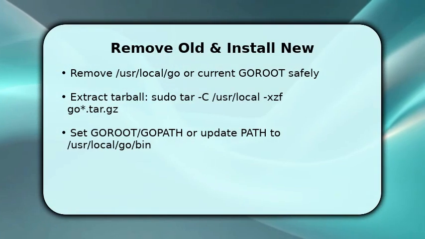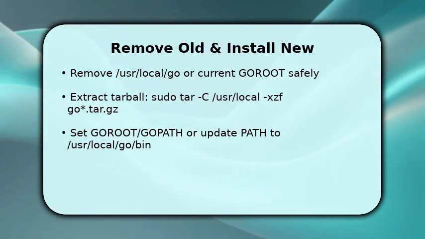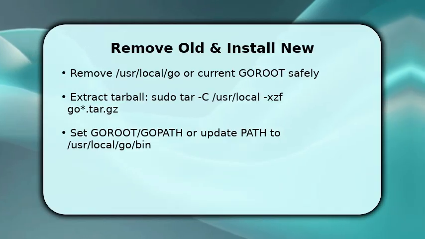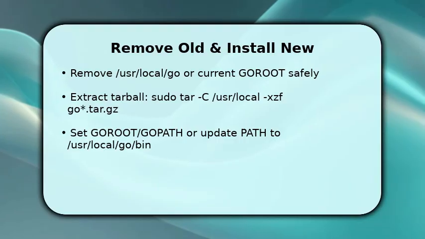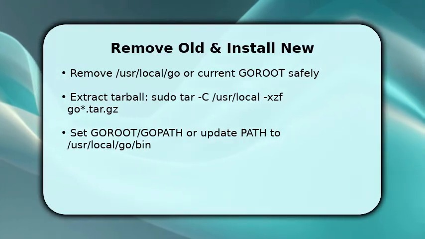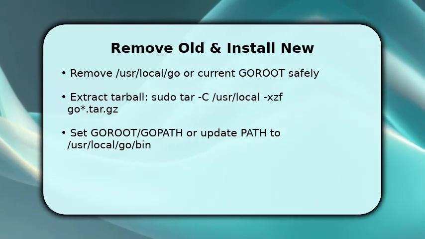Then extract the downloaded tarball directly into /usr/local with sudo tar -C /usr/local -xzf go1.20.x.linux-amd64.tar.gz so that /usr/local/go becomes the new runtime. After extraction, update your PATH to include it.